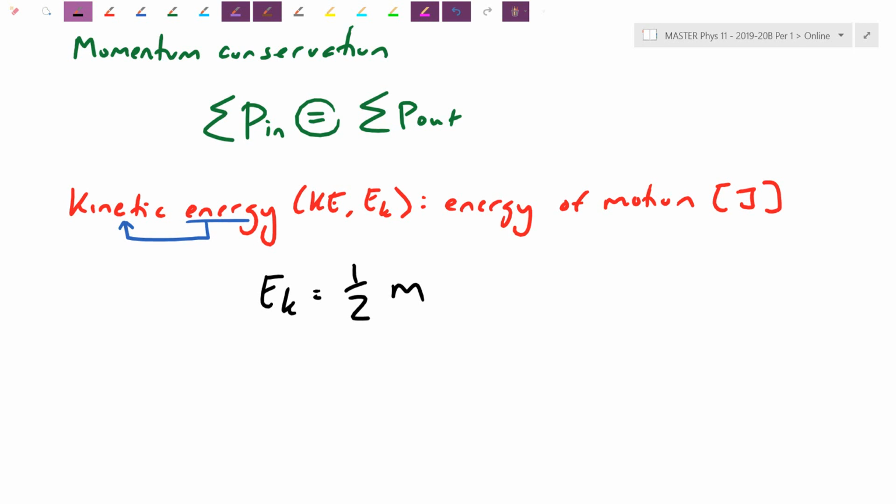And similar to yesterday, it's going to be m times v, the velocity. The velocity here is the speed. If you manage to get a really hot, heavy object moving really quickly, that's going to have a lot more energy than if it were moving slowly.